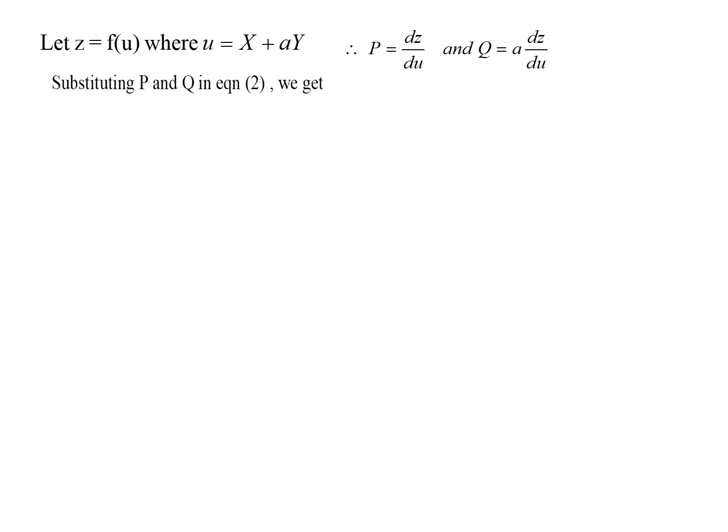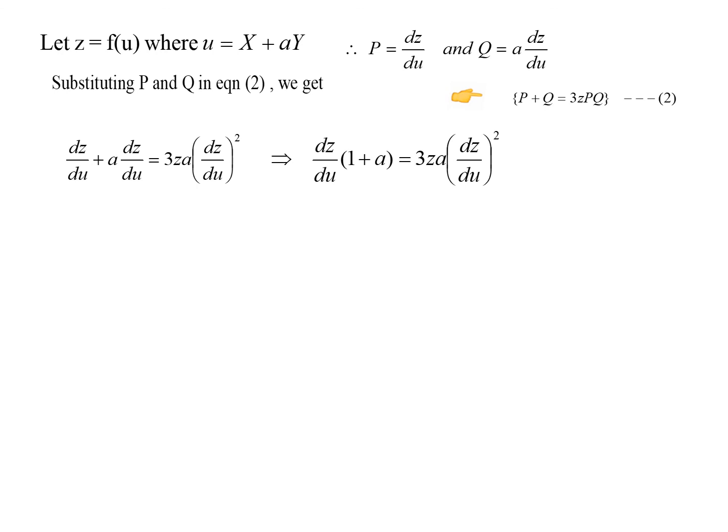So when you substitute these two values of capital P and capital Q in equation 2, we will have dz by du in the place of P plus in the place of Q a dz by du equal to, on the right side, 3z into P into Q. So we have dz by du the whole square when we multiply P and Q. Now let us solve this equation. Taking dz by du common on the left side, we have like this, and from here we will get the answer of dz by du like this.